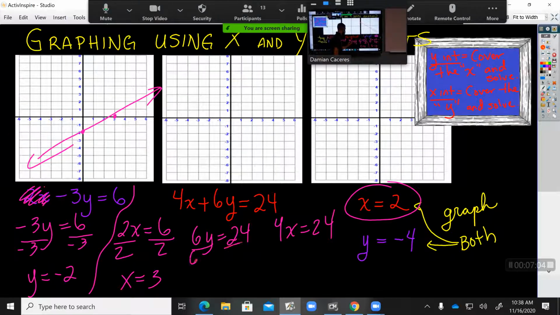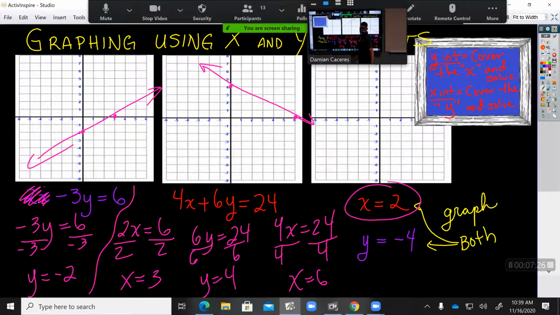Divide both sides by 6 on this one. You get y equals 4. So positive 4 is the y-intercept. Now we do the same thing here, but we're solving for x. Divide by 4 on both sides. X equals positive 6. So on the x-axis, you mark positive 6. Once you got 2 dots, you can draw your line going through those 2 dots, and you're done.